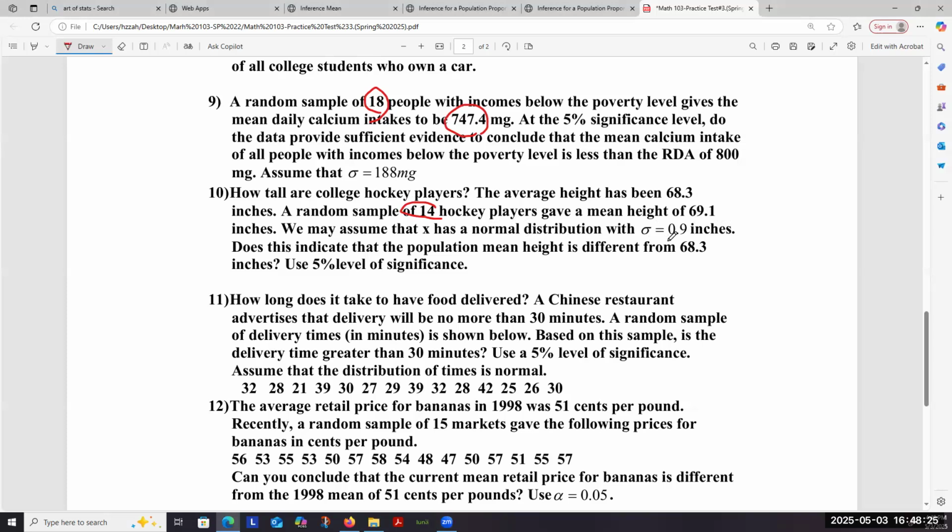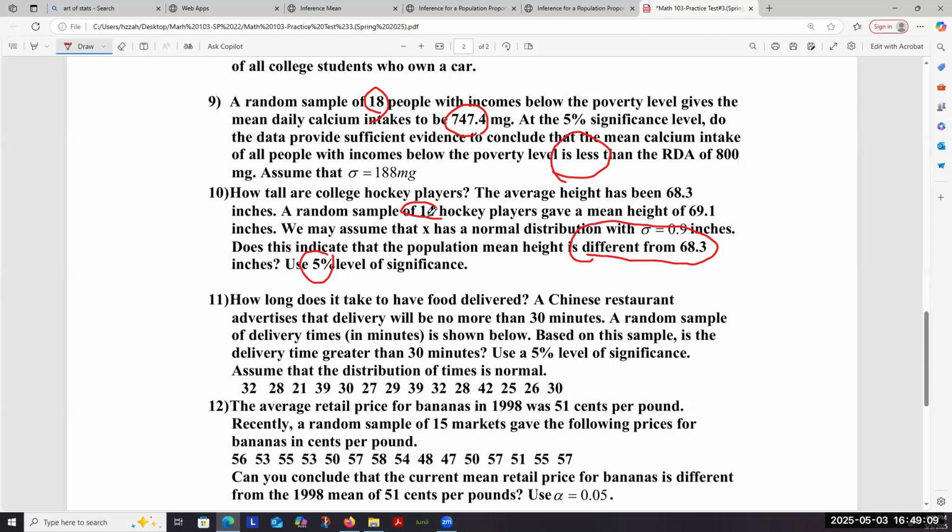So we have a normal distribution. Sigma is given to you. We want to check: does this indicate that the population mean height is different? That's one, different. So you focus on this. The other one was less than. This is how you set up your test. H naught is going to be the claim about the mean. We want to check to see if mu is not equal to 68.3. So we set it up against 5%.